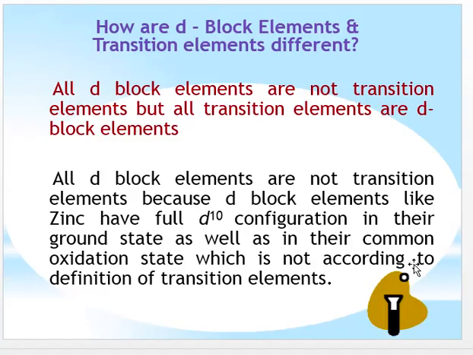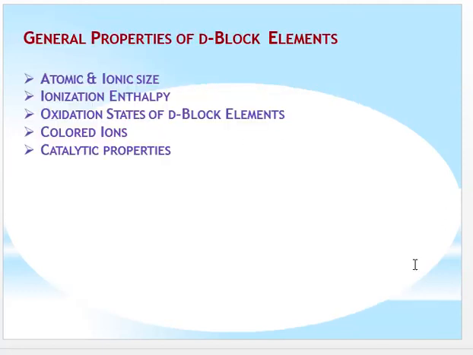But how can we differentiate D block elements and transition elements? All D block elements aren't transition elements, but all transition elements are D block elements. All D block elements aren't transition elements because D block elements, like zinc, have a full D10 configuration in their ground state as well as in their common oxidation state, which isn't according to the definition of transition elements.